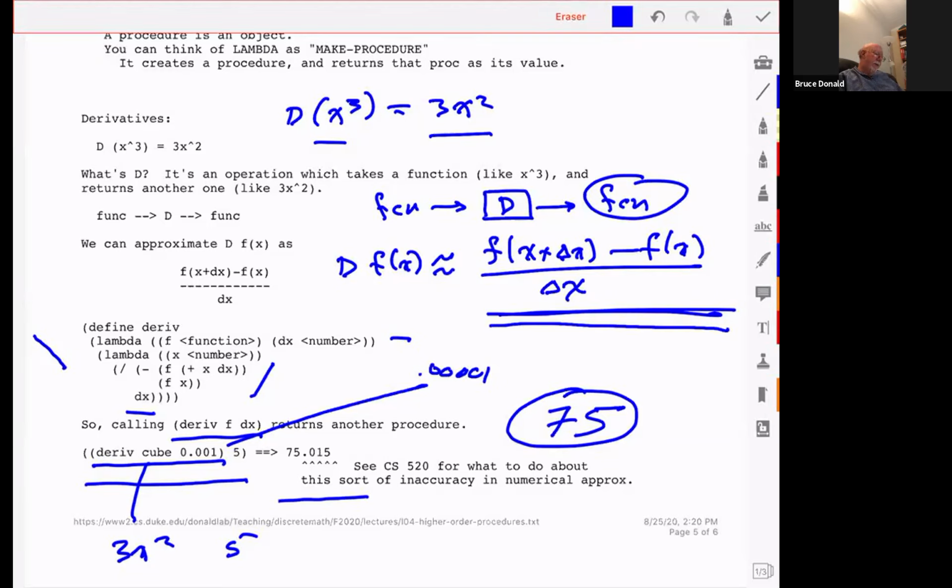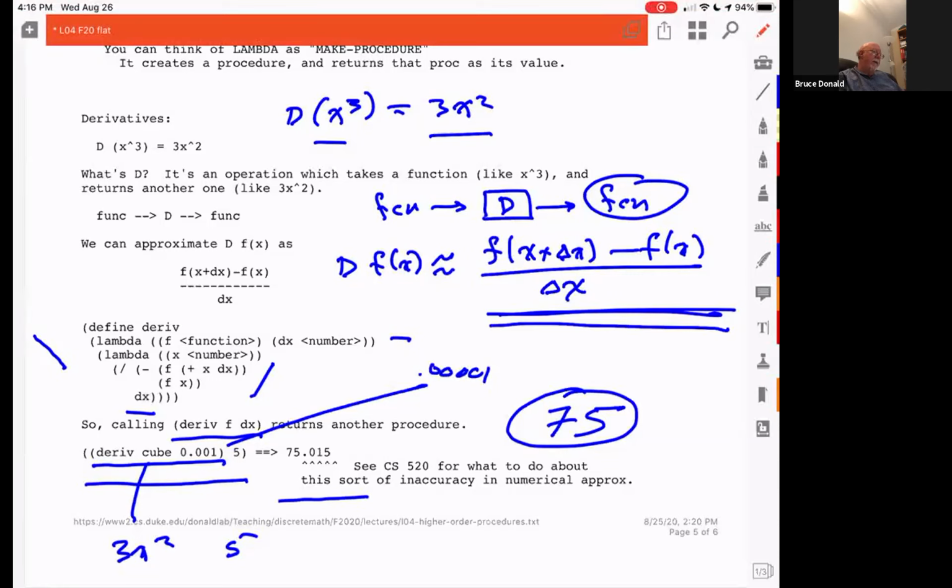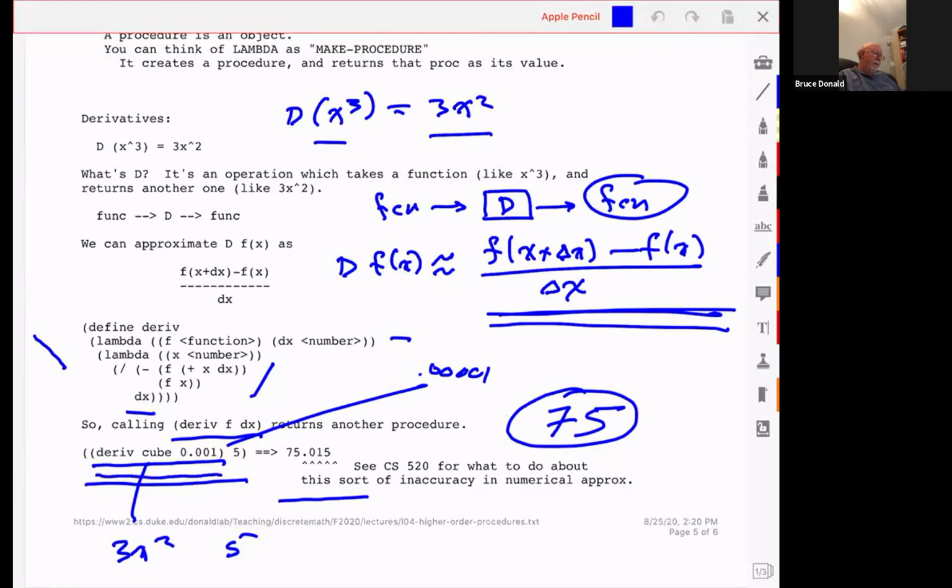So if we look at this beast here, when we apply this thing, we apply it by simply putting it in the beginning of a combination. And then it's applied to the remaining arguments, namely just 5. Okay.